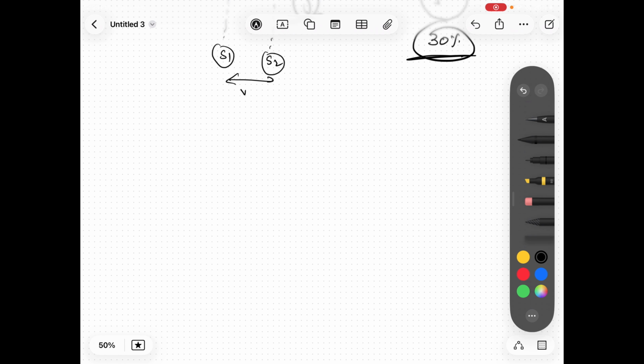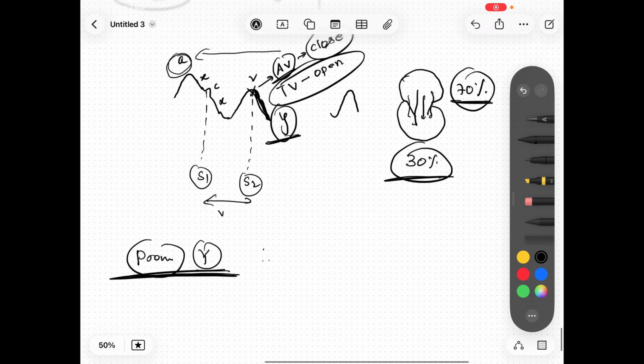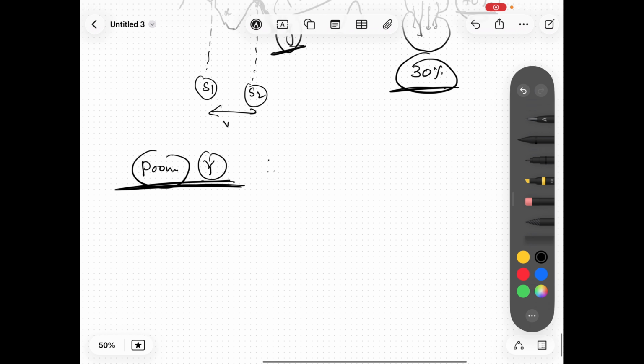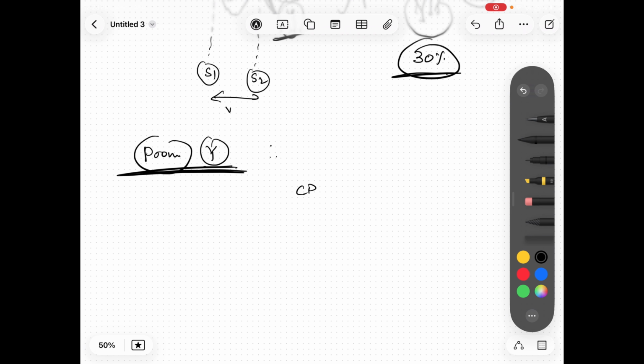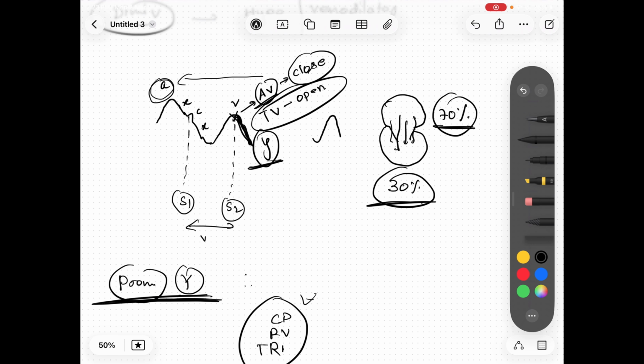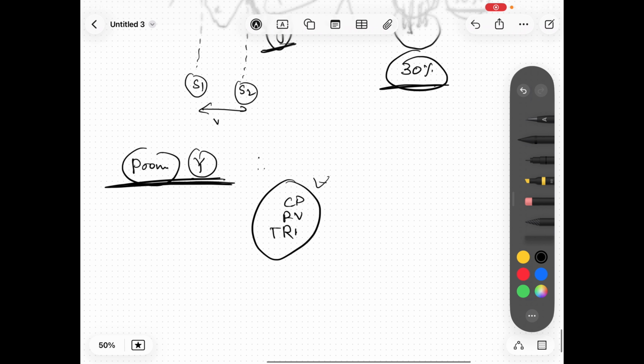The causes of prominent Y descent: when there is high vena cava pressure. For example, if the atria fills more, then it will empty more. Same causes: constrictive pericarditis, RV failure, tricuspid regurgitation. Like when the atria has more blood, it will empty more. So the causes of prominent Y descent are constrictive pericarditis, RV failure, or tricuspid regurgitation.